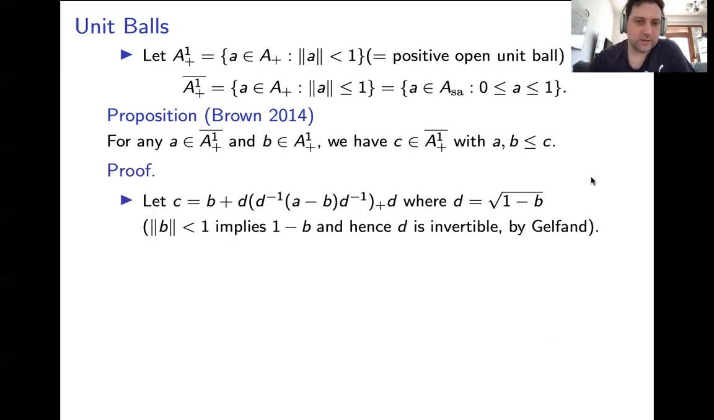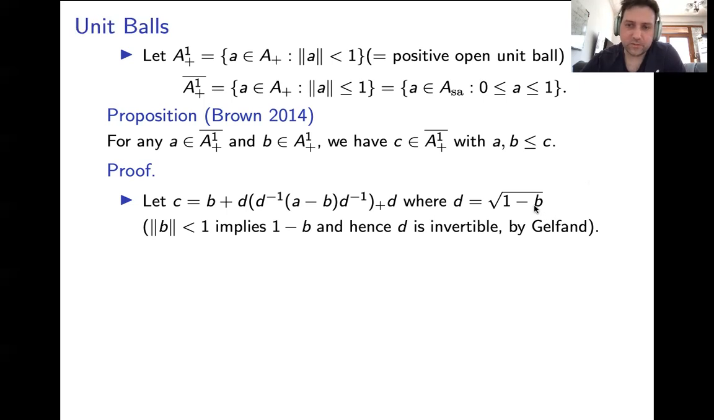And the argument is a cute little continuous functional calculus argument, if you like. To find this C, you look at this corresponding expression. It looks a bit arbitrary, and I don't know how on earth Brown came up with this, but it does the job. So you look at B plus D times this expression, again with D on the other side, where D is the square root of 1 minus B.